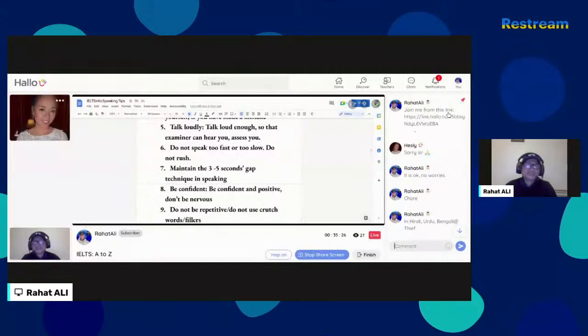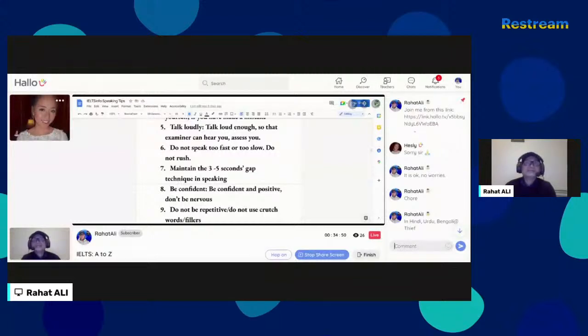And don't even speak so slow that your audience might think you're a slow coach. It's a medium or average speed. And maintain the 3 to 5 seconds gap. Always be confident and positive even if you find that you're making mistakes. Do not stop speaking. But if you can amend or correct it, that's amazing. Correct or amend your mistakes, then you go ahead from there.